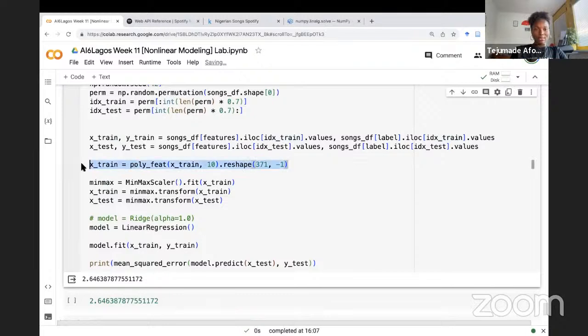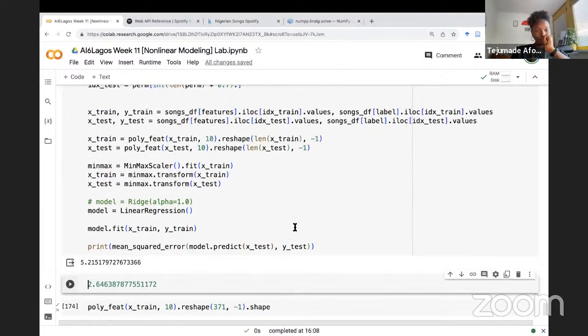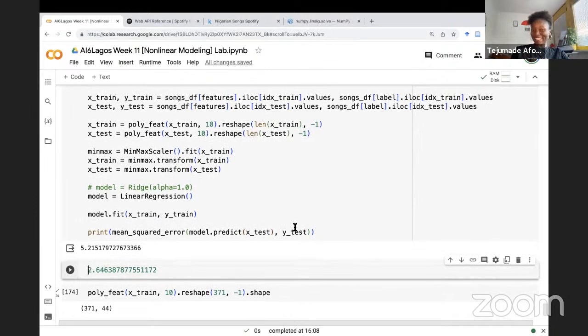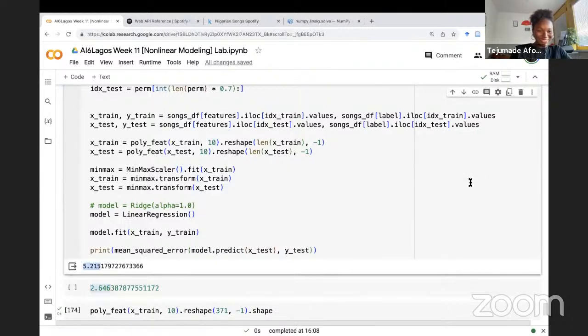Let's see, X train, X test, and this would be, let's do, I mean, it's the length of X train. Oh, I think that should be okay. Let's see. Surprise, surprise. It looks like we just increased our error from 2.6. Okay, maybe 10 is not good.